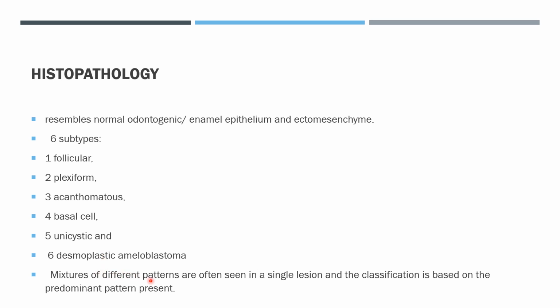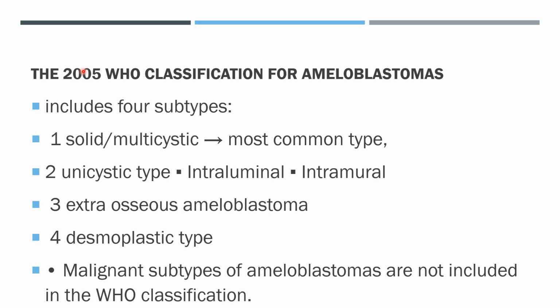A mixture of different patterns is often seen in a single lesion, and the classification is based on the predominant pattern present in it. The WHO 2005 classification for ameloblastoma includes four subtypes. First one is solid or multicystic, which is the most common type. There is unicystic, in which we have intraluminal or intramural. The third type is extraosseous ameloblastoma, and then the dysplastic type of ameloblastoma. The malignant subtypes of ameloblastoma are not included in it.